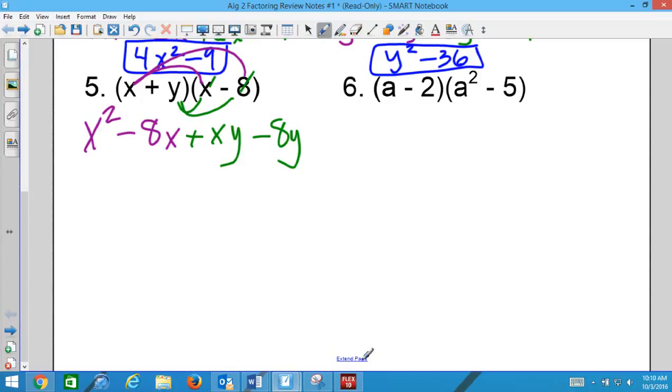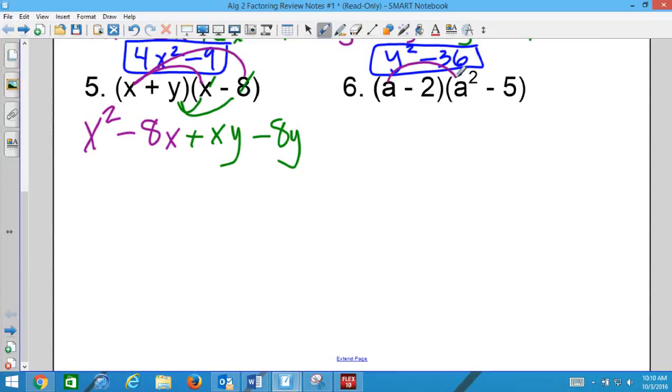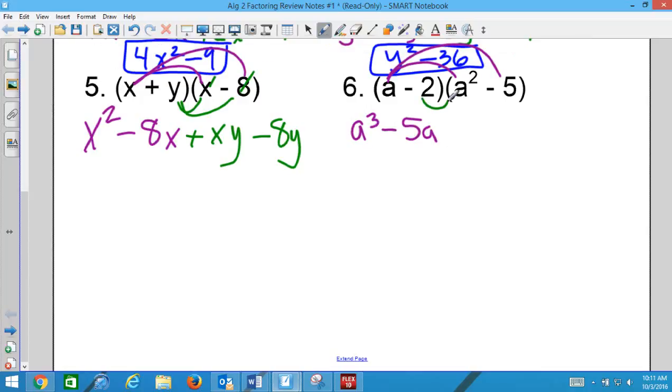Okay. Last one? Easy. I hope so. We've got a times a to the second. That's an a, and two more a's gives me a to the third. Then we've got a multiplied by minus 5, so minus 5a. And we have negative 2 times a squared, minus 2a squared. Negative 2 times negative 5, plus 10.